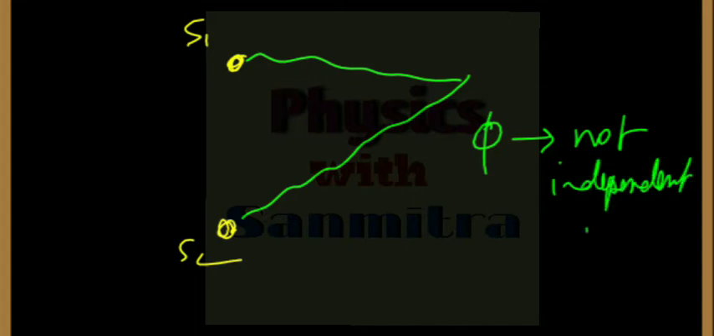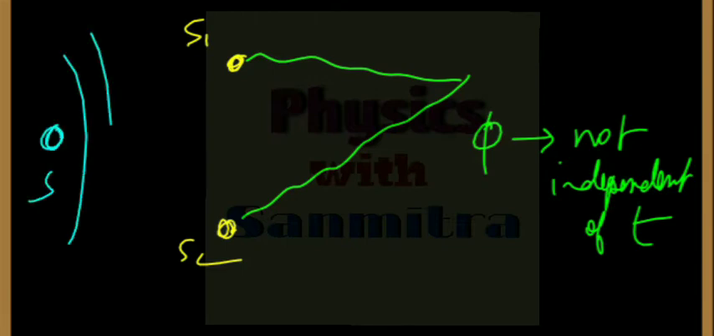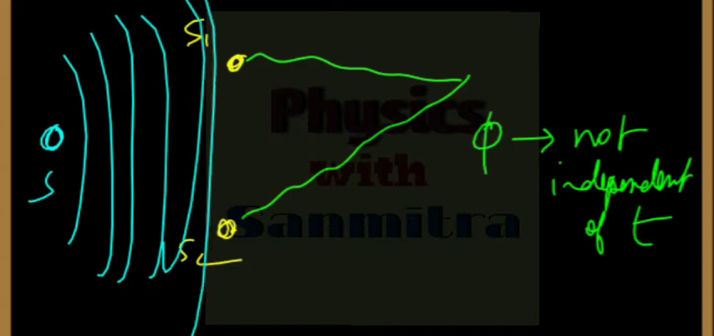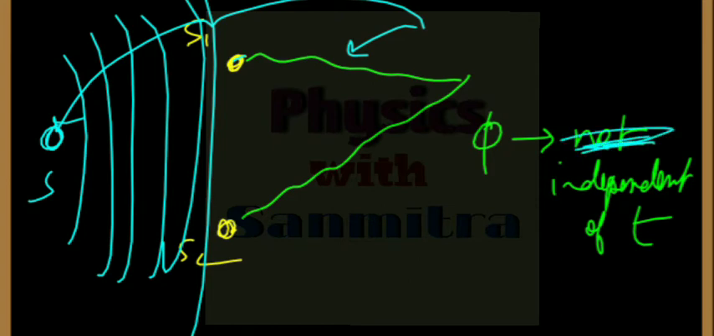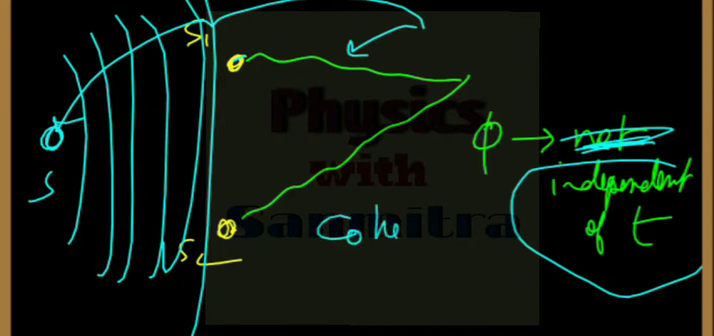But since I have a common source, and these are the secondary wavelets of this common source from the primary wavelets, I can say that this is actually independent of time. That means we are creating a coherent source using two secondary sources, that is, the slits. That is why the name of the experiment is Young's double slit experiment, YDSE.